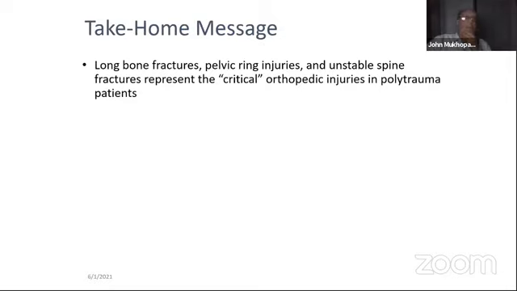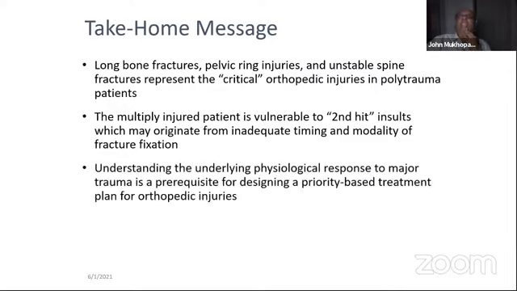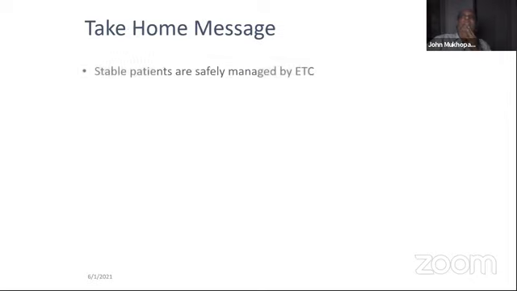long bone fractures, pelvic ring injuries, and unstable spine fractures represent the clinical orthopedic injuries in polytrauma patients. The multiply injured patient is vulnerable to a second hit, which may originate from inadequate timing and modality of fracture fixation. Understanding the underlying physiological response to major trauma is a prerequisite for designing a priority-based treatment plan for orthopedics.